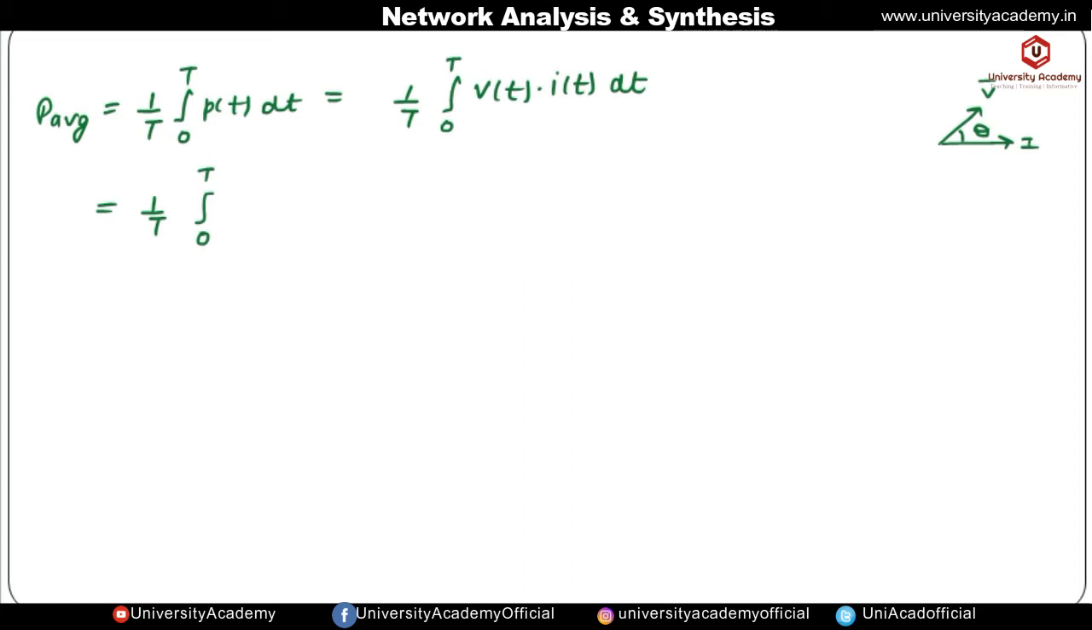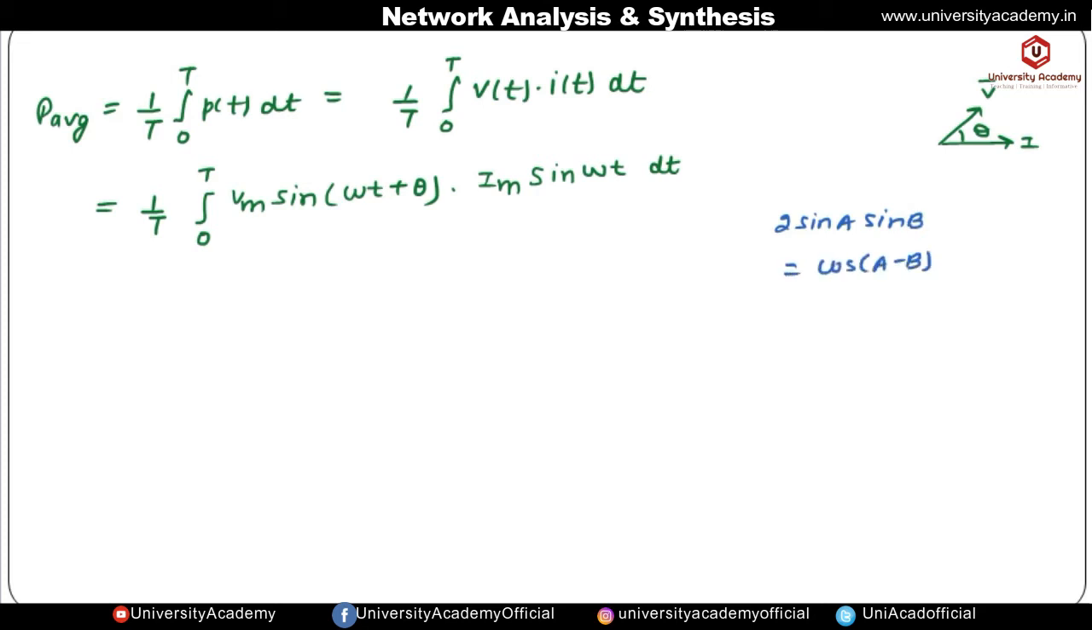So this v of t can be represented as Vm sine of omega t plus theta. It means voltage is leading by angle theta, and this current can be written as Im sine of omega t, into dt. Now we can multiply and divide by 2, so it will be of the form 2 sine A sine B, which is given by the formula 2 sine A sine B equals cos of A minus B minus cos of A plus B. So let us use this formula.